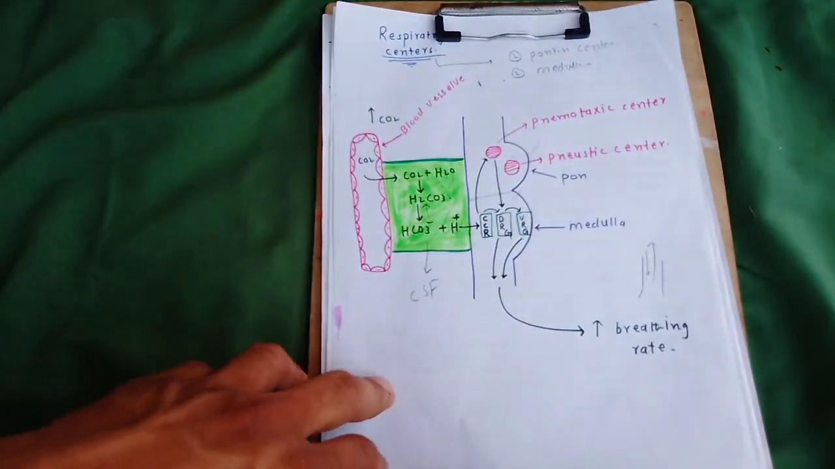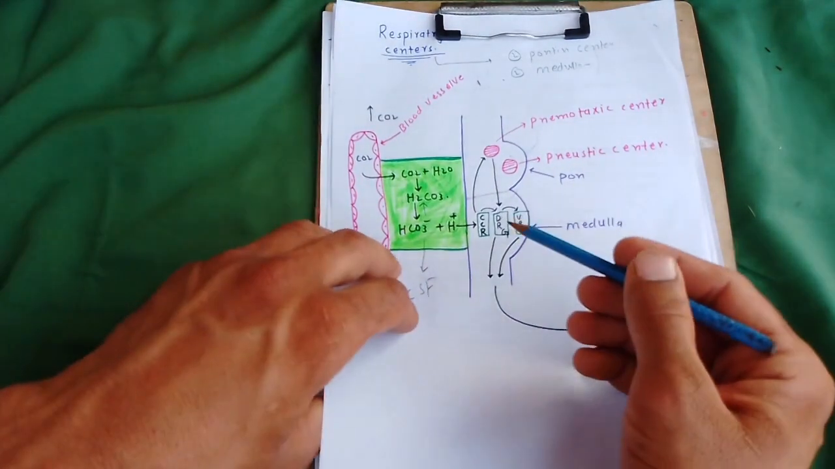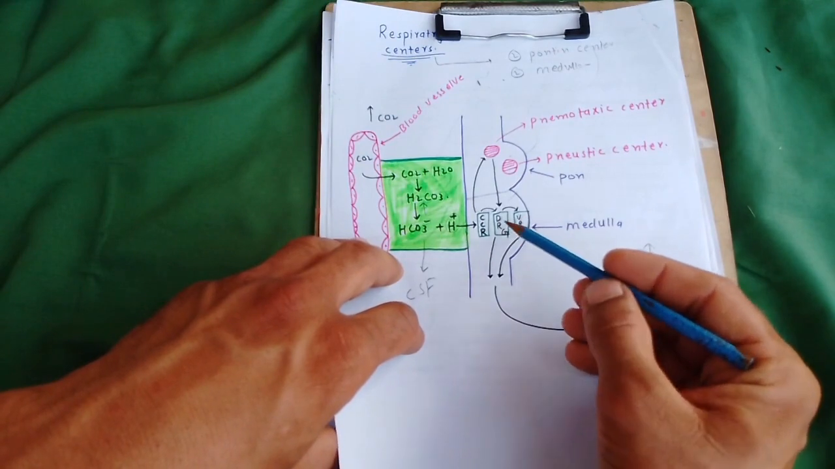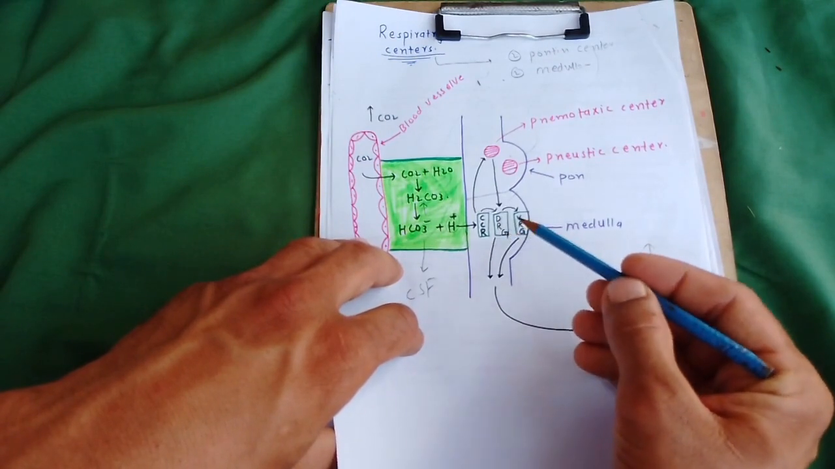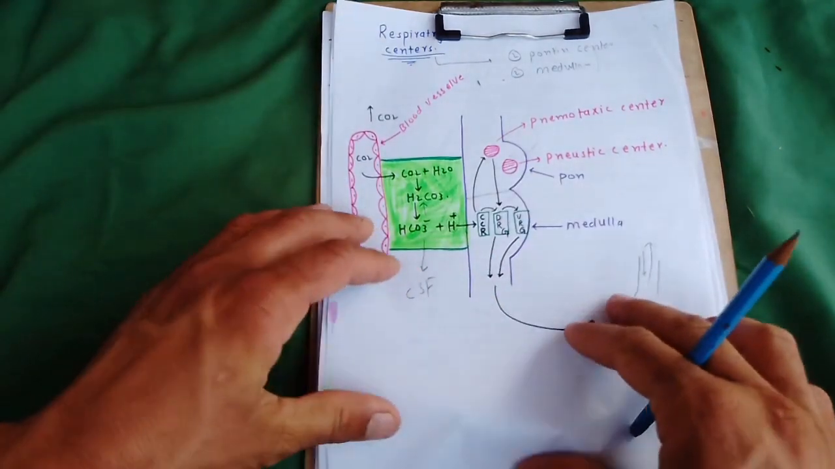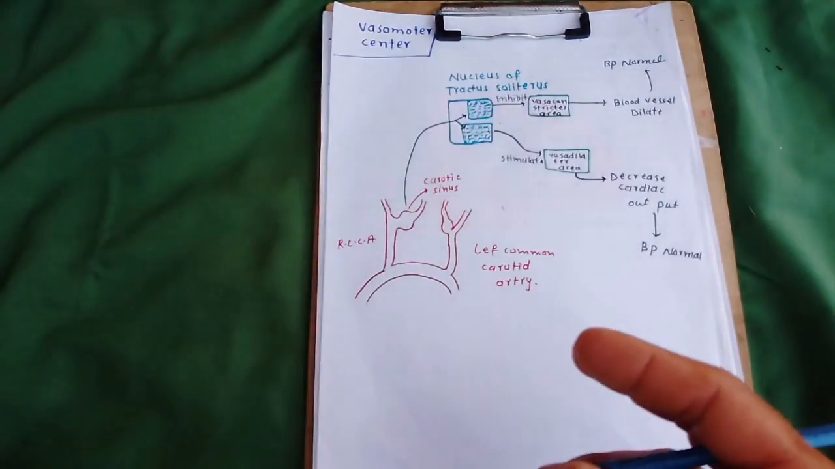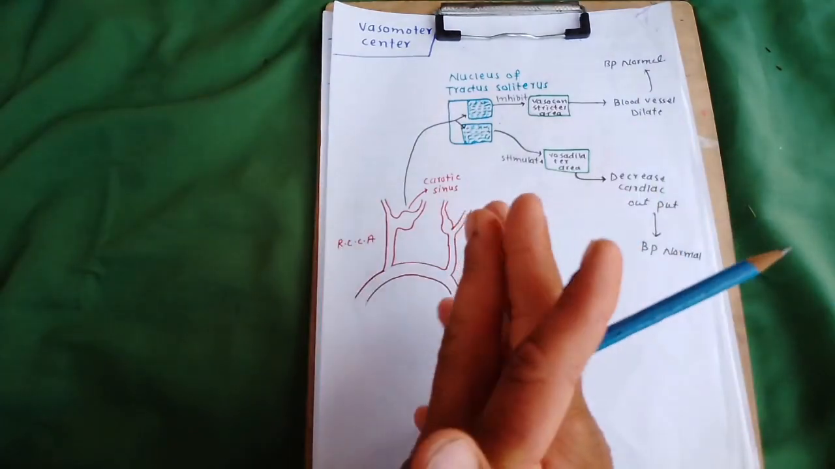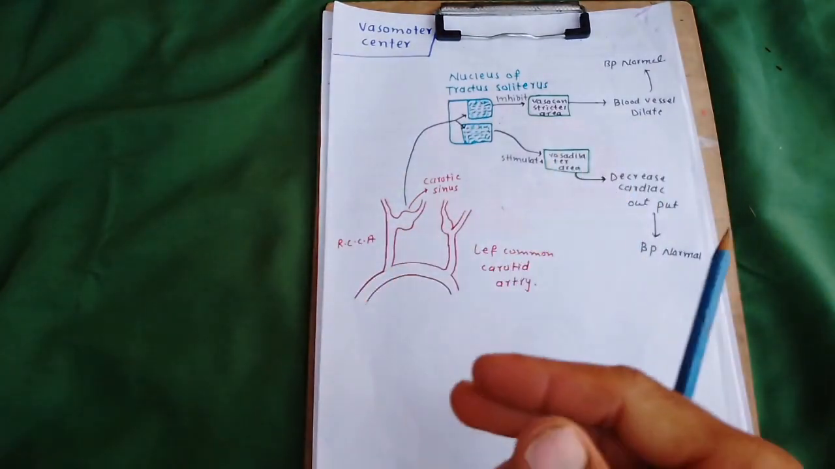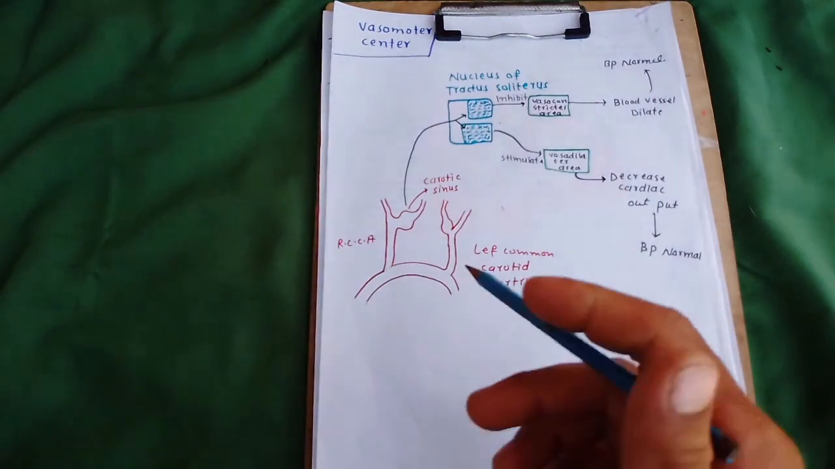So this is the respiratory center of the medulla oblongata: the dorsal group of neurons and the ventral group of neurons. So this is the medullary structure. Okay, another function of the medulla is the regulation of blood pressure. How does the medulla oblongata regulate blood pressure?